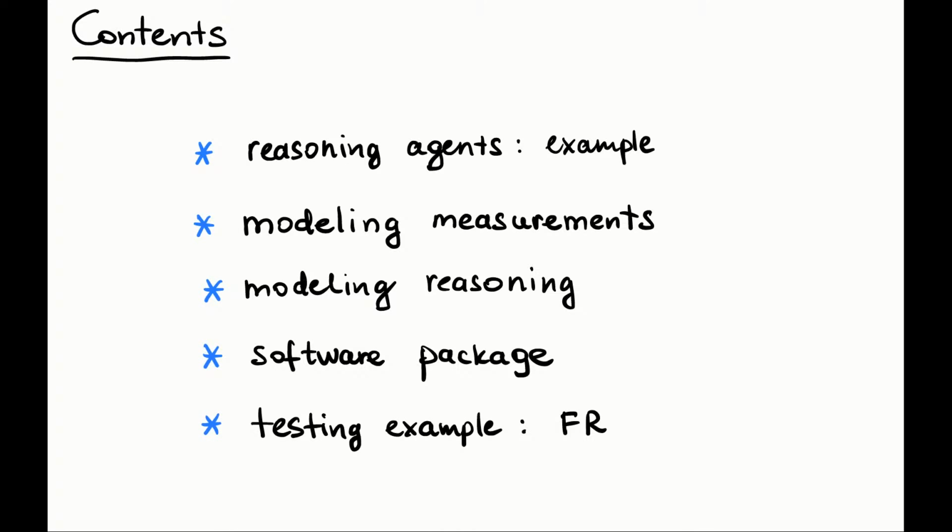So in the following, I'm going to give a less silly and more measurement-outcome-related example of reasoning agents. Then we'll see how we model measurements and reasoning in our software. Then we'll see how our software is structured. And finally, I will walk you through one of the testing examples, which is the Frauchiger-Renner thought experiment.